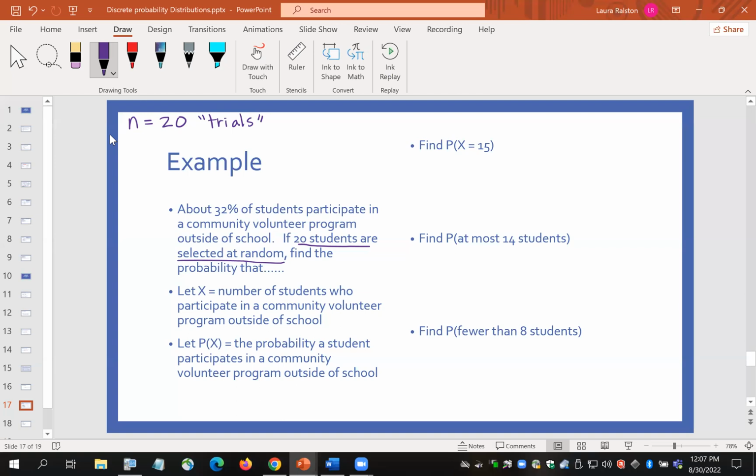Well, in terms of my outcomes, they're either going to participate or not participate. Those are the 2 outcomes. They either participate or they do not participate in the program. So I do have 2 outcomes. The question itself gives me the probability of a success, which in this case, a success is that they participate, and it tells me it's 32%, which I'm going to convert to a decimal.